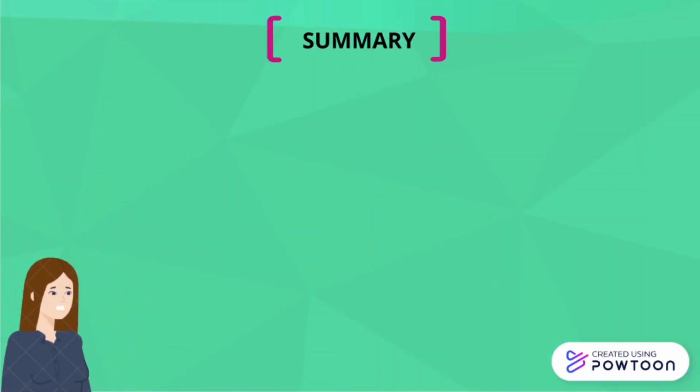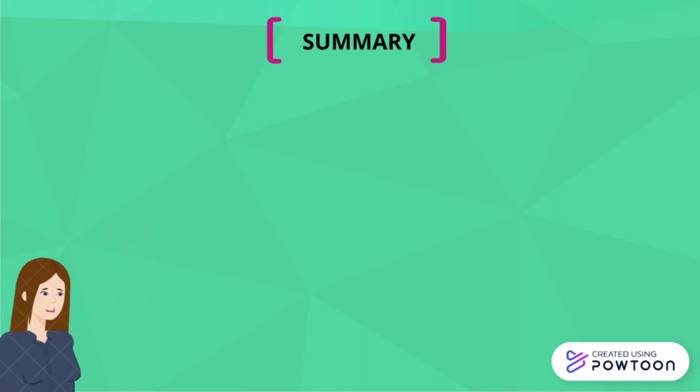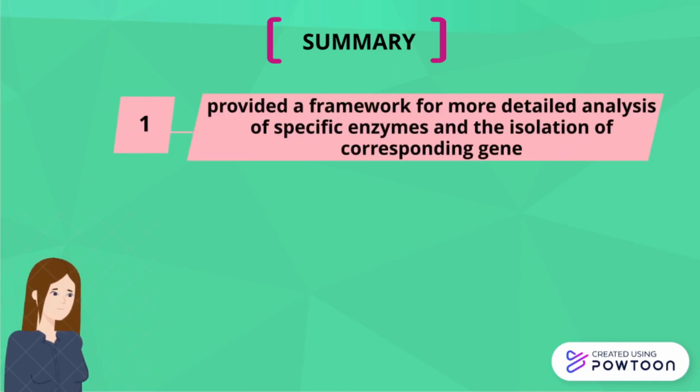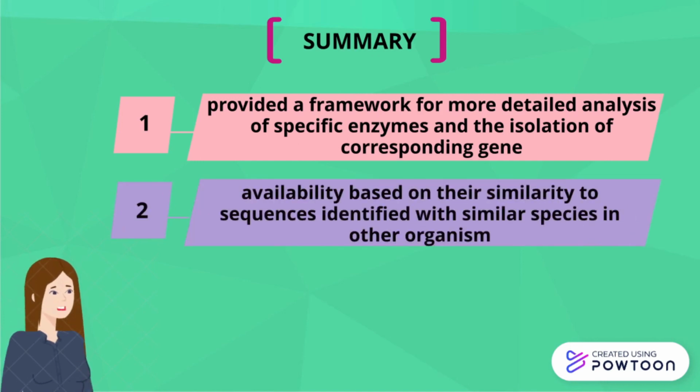For summary, research on nucleotide biosynthesis and metabolism in plants has provided a framework for more detailed analysis of specific enzymes and the isolation of their corresponding genes. Availability of a complete Arabidopsis genome sequence will aid in the search for the encoding sequences of purine and pyrimidine biosynthesis enzymes and catabolism based on their similarity to known sequences.